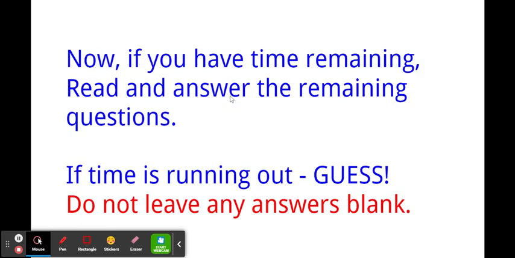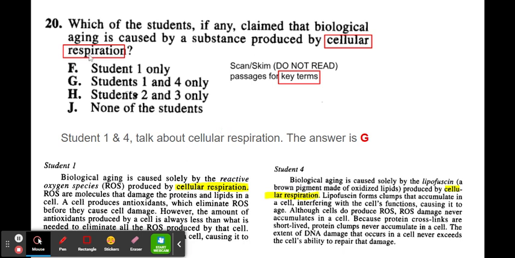All right, so now if you have time remaining, you're going to read and answer the remaining questions in this section. Now, this should be the one that you do last, so this should be all the questions that you have left. So if time is running out, guess, and then go back and answer the questions that you can get to, but do not leave any answers blank. All right, so we're going to go back to 20 because that's the first one. We are going to skim passages looking for key terms. We're not going to read any of these passages.